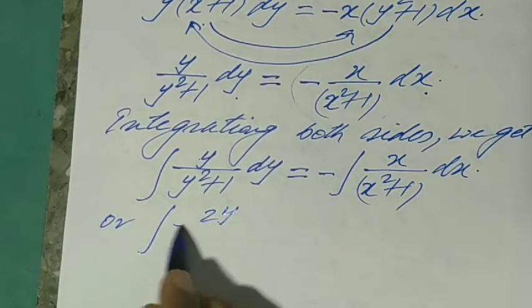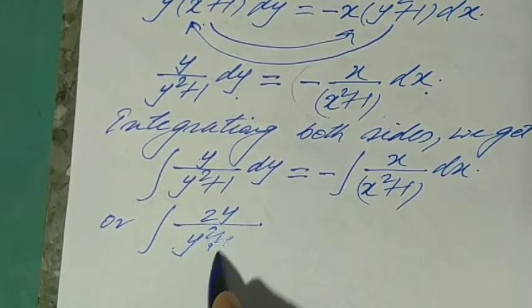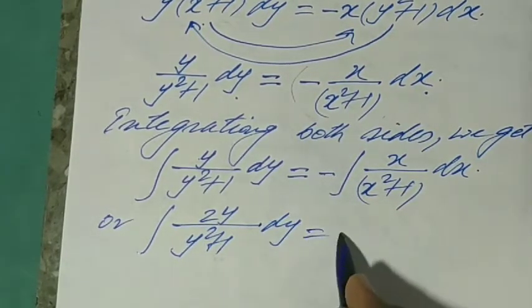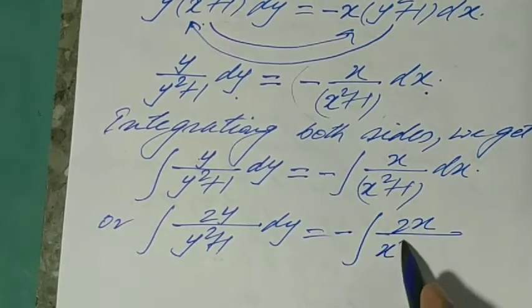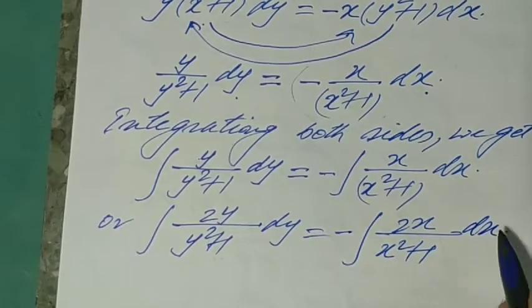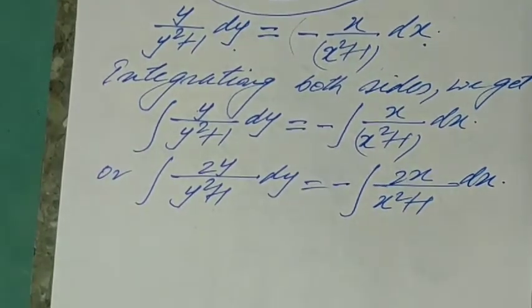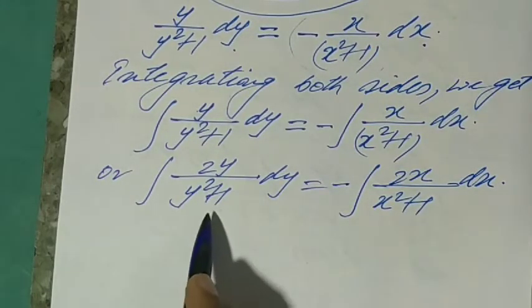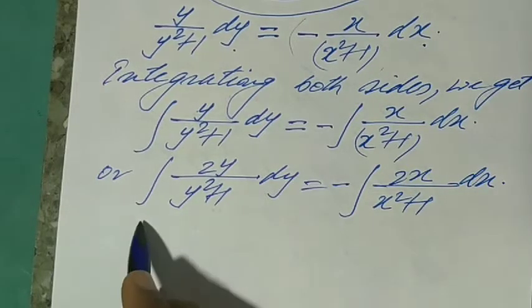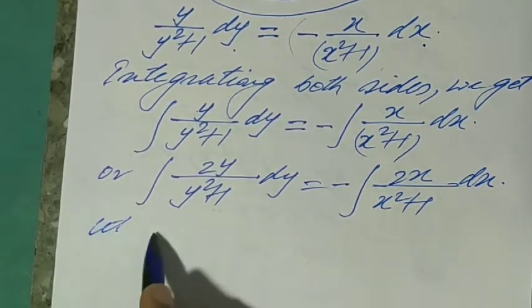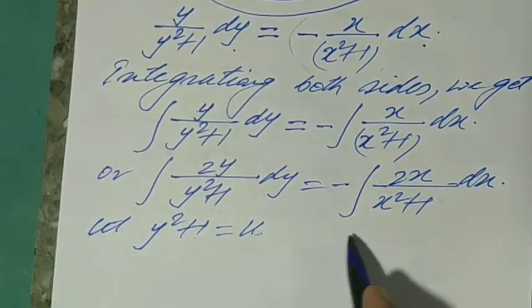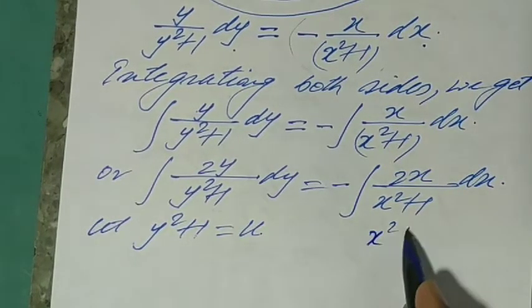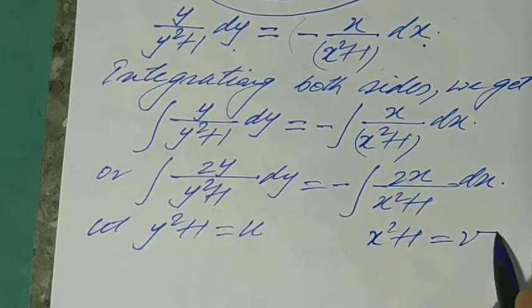So in the numerator we have 2y upon y square plus 1 dy. On the right hand side, minus integral 2x upon x square plus 1 dx. Now simply this is the case of substitution, integration by substitution. So we assume y square plus 1 as u and x square plus 1 as v.